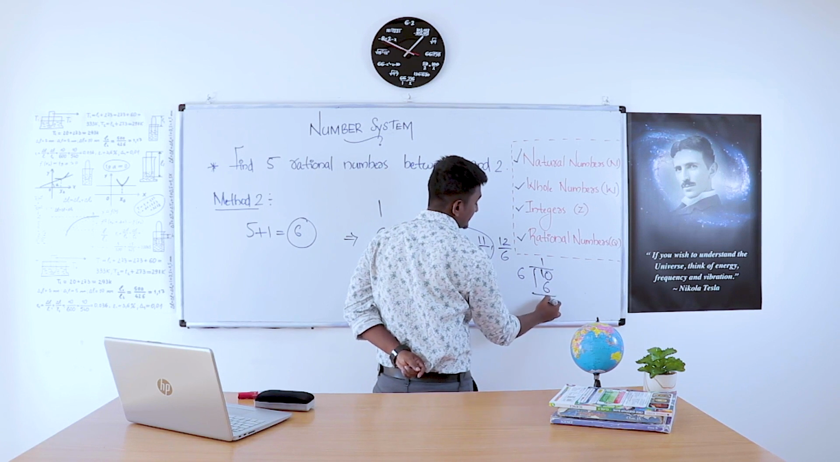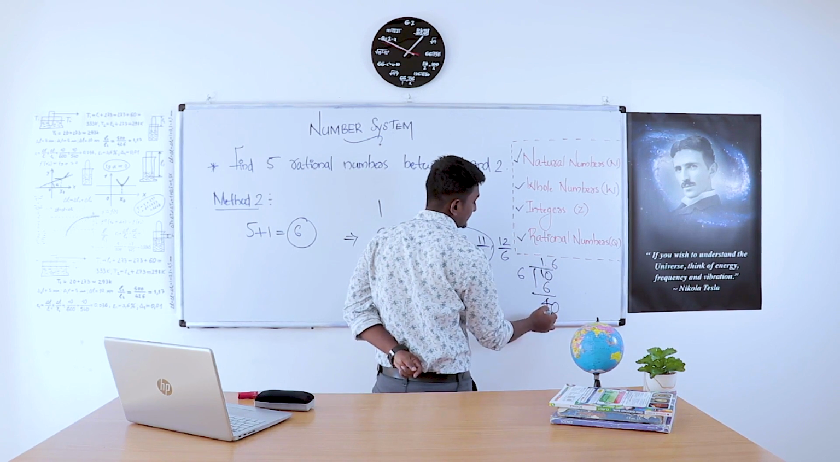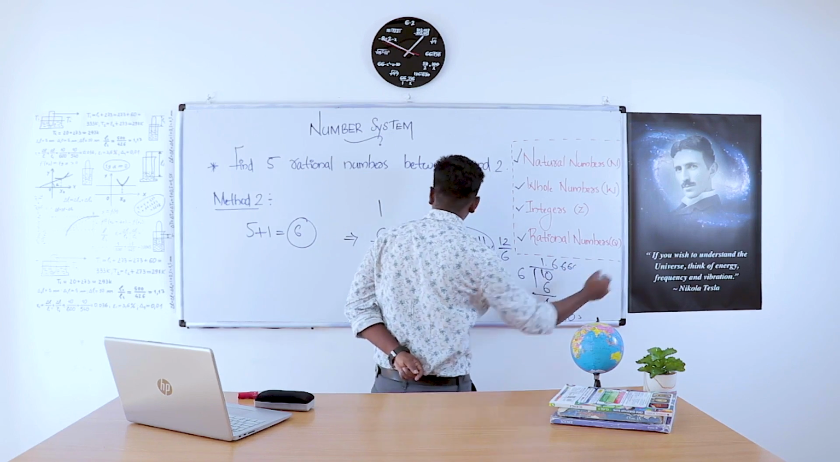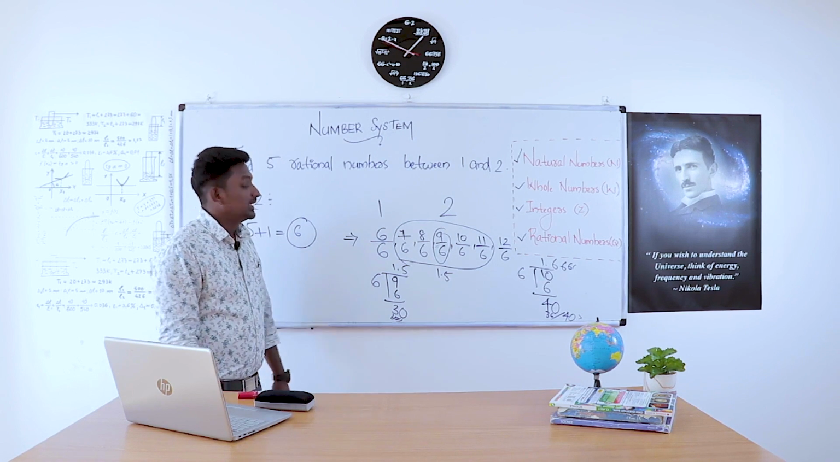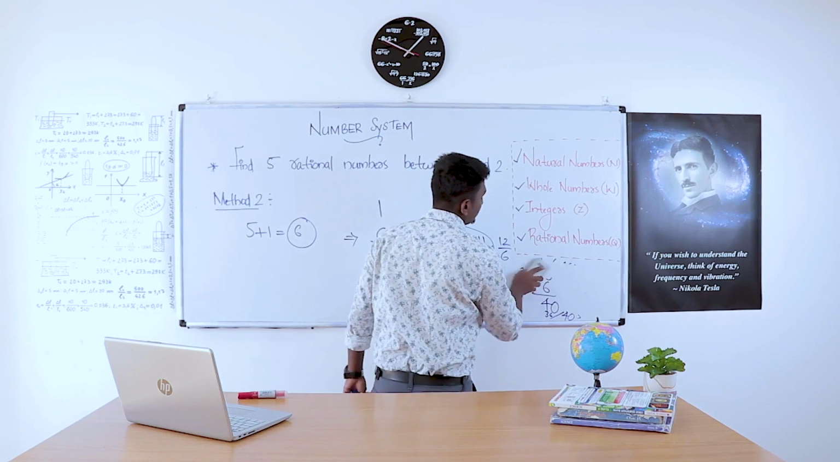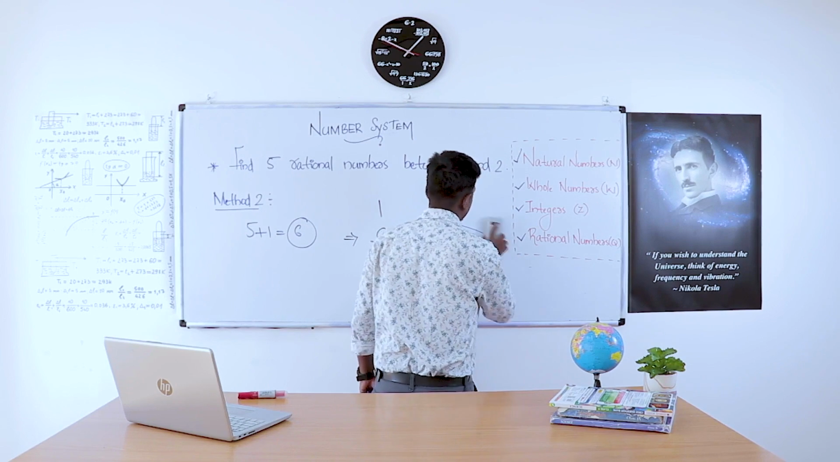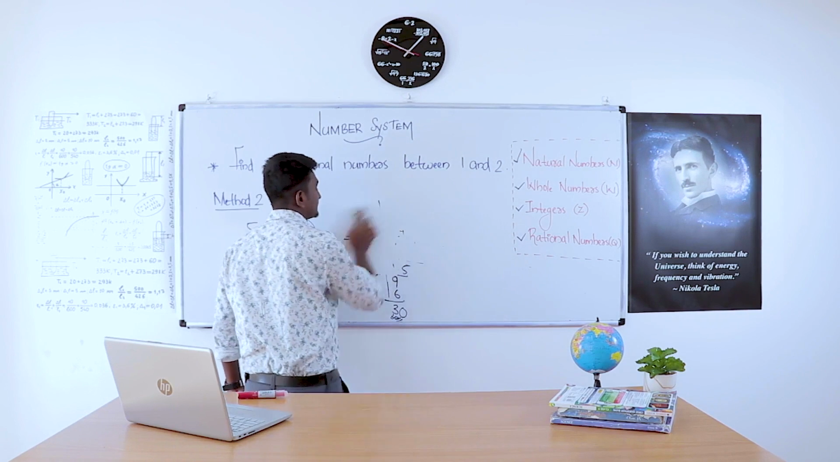Now consider 10 by 6. 6 into 1, 6. Remainder 4. 4 divided by 6 is not possible. Putting a point, 0. 6 into 6, 36. Remainder 4. 40. 6 into 6, 36. Remainder 4. That is 1.6666 and so on, which is in between 1 and 2. In the same way, we get all the rational numbers in between two numbers. This is the second method. I think it's clear to you. We can solve one more question from the same topic.